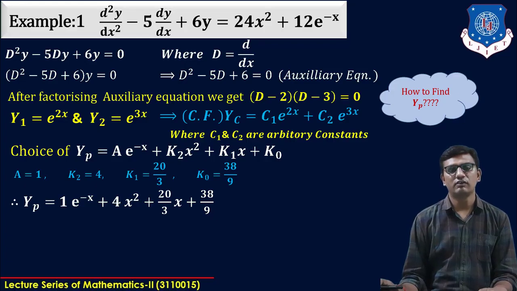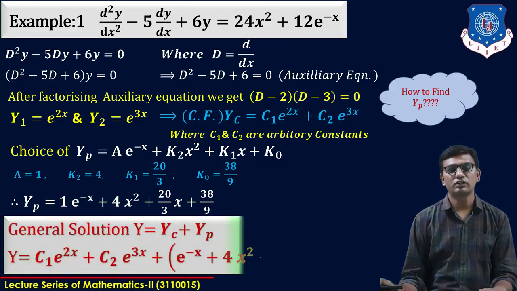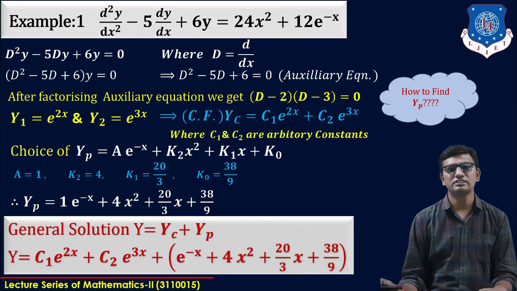So now we have yc as c1 e raised to 2x plus c2 e raised to 3x. We already found this from the corresponding homogeneous differential equation, and yp by the method of undetermined coefficients. So the general solution of our differential equation is y equal to yc plus yp, which is c1 e raised to 2x plus c2 e raised to 3x plus e raised to minus x plus 4x square plus 20 by 3x plus 38 by 9.